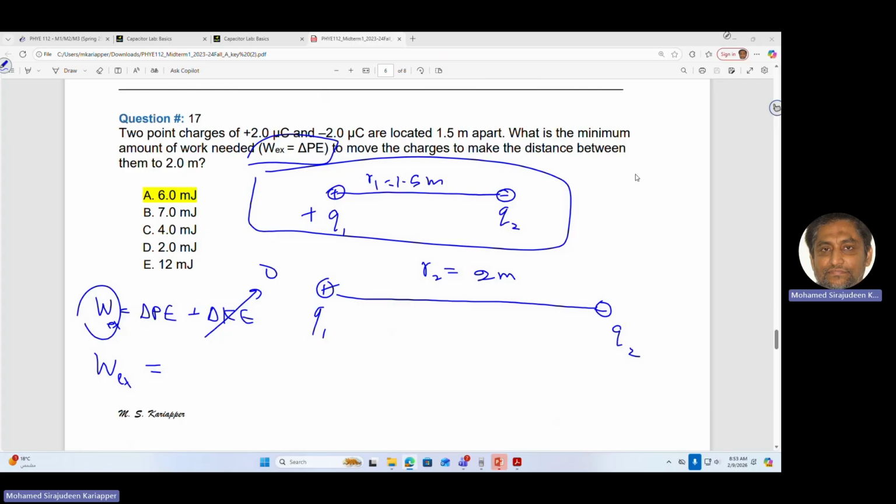That means there will be certain potential energy in this initial configuration, and in this configuration, the potential energy will be different. If the final potential energy is greater than the initial potential energy, that means you are doing a positive work. Change in the potential energy will be positive. So this means, now we need the formula for potential energy of two charges. It's in the formula sheet.